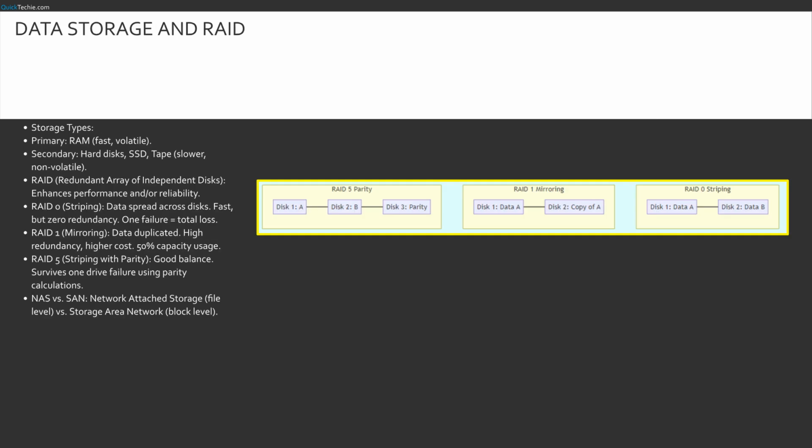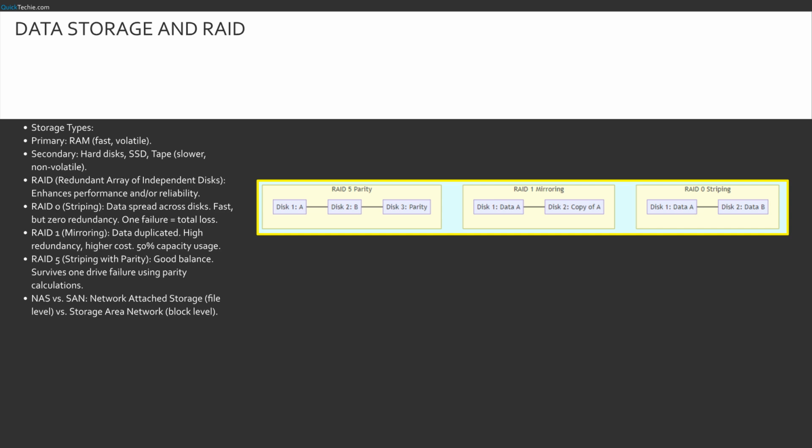Data must be stored reliably. We use RAID, redundant array of independent disks, to protect against disk failure. It is vital to know the differences. RAID 0 is striping. It's fast because it writes to multiple disks at once, but it offers zero redundancy. If one drive fails, you lose everything. Never use RAID 0 for critical systems.